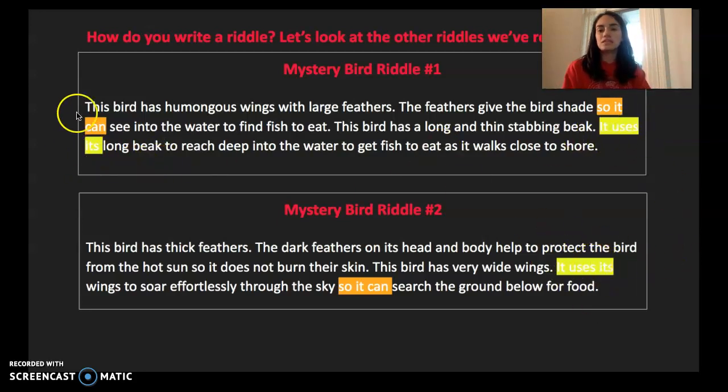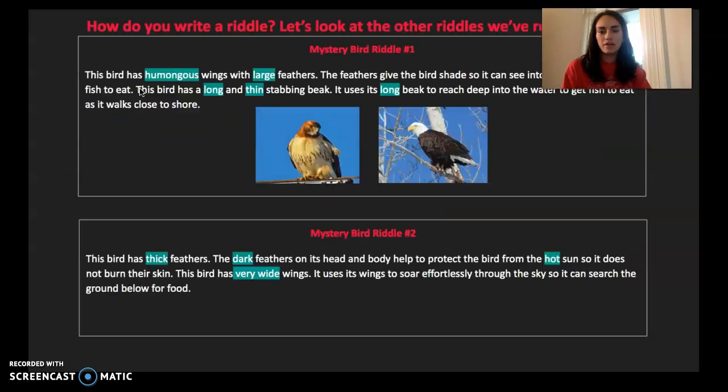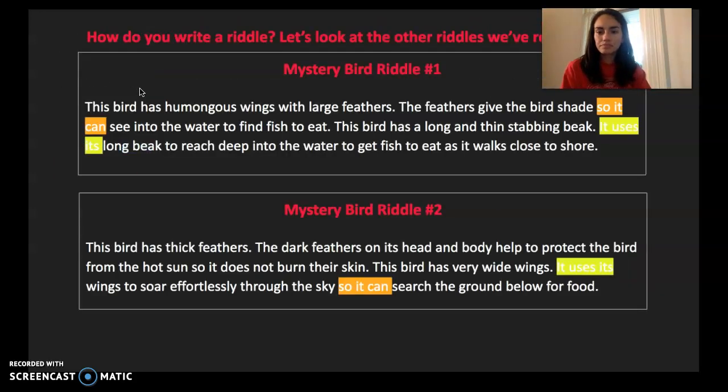So I'm just going to read these again and put it all together so that you can hear all those parts. This bird has humongous wings with large feathers. The feathers give the bird shade so it can see into the water to find fish to eat. This bird has a long and thin stabbing beak. It uses its long beak to reach deep into the water to get fish to eat as it walks close to shore. So it used all three parts we just looked at.